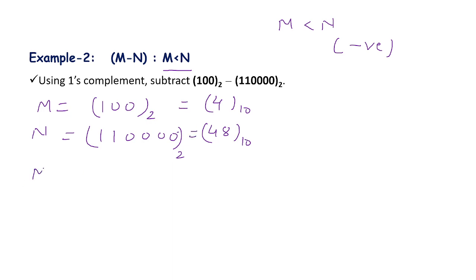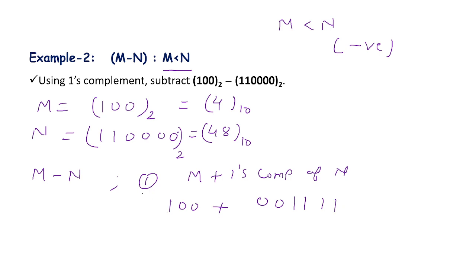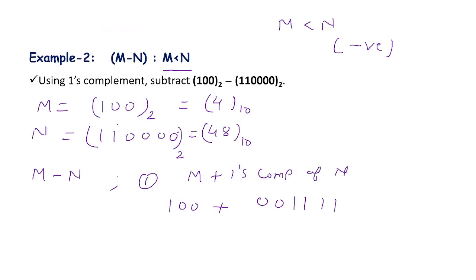We need to perform the operation m minus n. So step 1: m plus 1's complement of n. M is 100, and the 1's complement of n is obtained by toggling the bits of n: 0 0 1 1 1 1. We write 100, adding extra zeros on the left to make an equal number of bits as n, and add this number with 0 0 1 1 1 1. This is m, and this is the 1's complement of n.